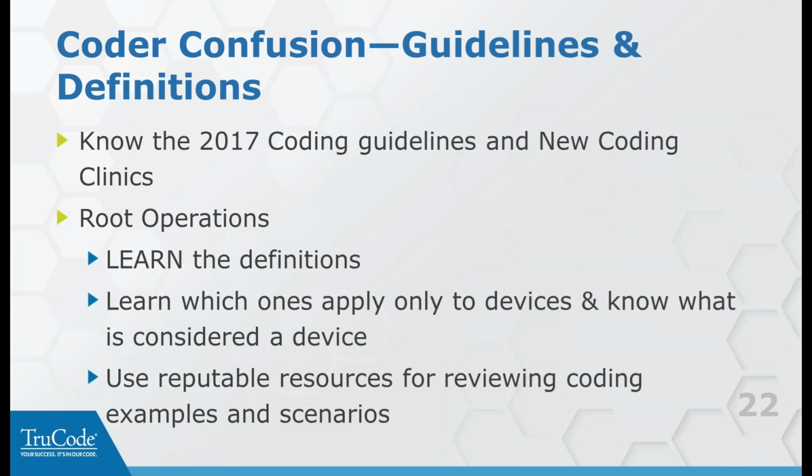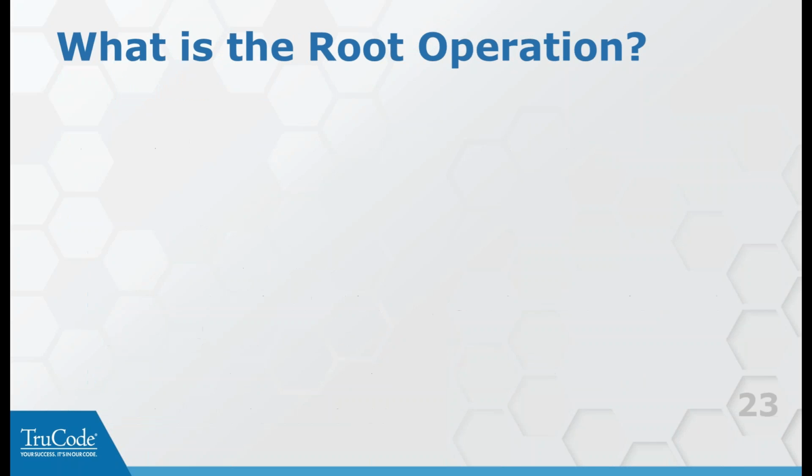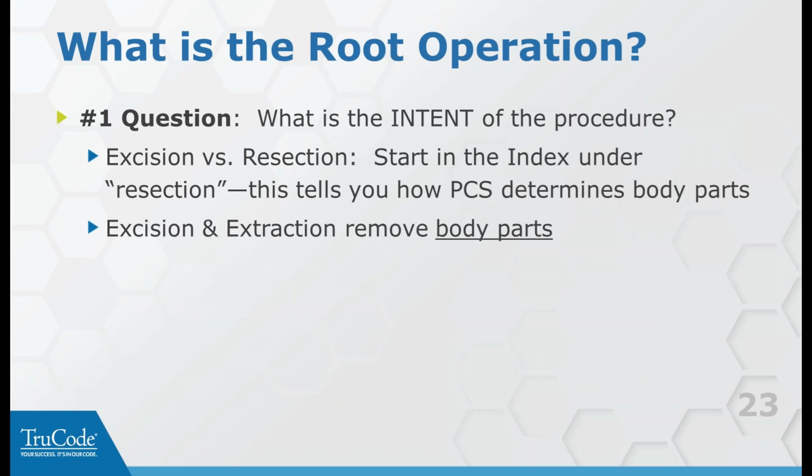Critical that you understand the root operation definitions, and what you need in particular to hone in on are the differences in them, because you'll have 2 or 3 root operations that will sound similar, but they have distinct differences, and you need to understand what those are. You need to understand which root operations apply only to devices and know what is considered a device by PCS definition. And as I said, you need to develop reputable resources for reviewing coding examples and scenarios and that type of thing. So the number one question to determine what the root operation should be for a procedure is, what is the intent of the procedure? What are they trying to do?